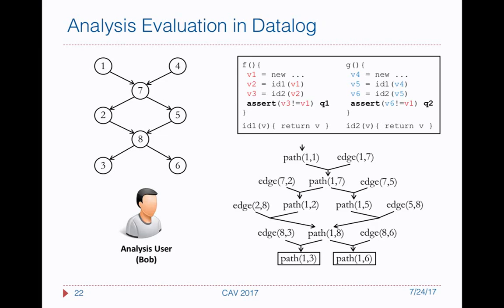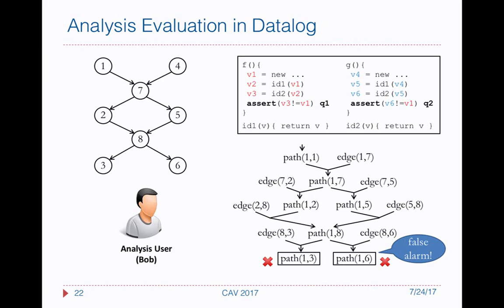So what we see at this point is that we have derived paths from node 1 to 3 as well as from 1 to 6. Okay? So what this means is we have failed to prove both of these assertions. If you can derive a path in this graph, that means you failed to prove the corresponding assertion. But notice that this is a false alarm. We should have been able to prove the assertion that V6 is not equal to V1, right? It's just that we used an imprecise abstraction here.